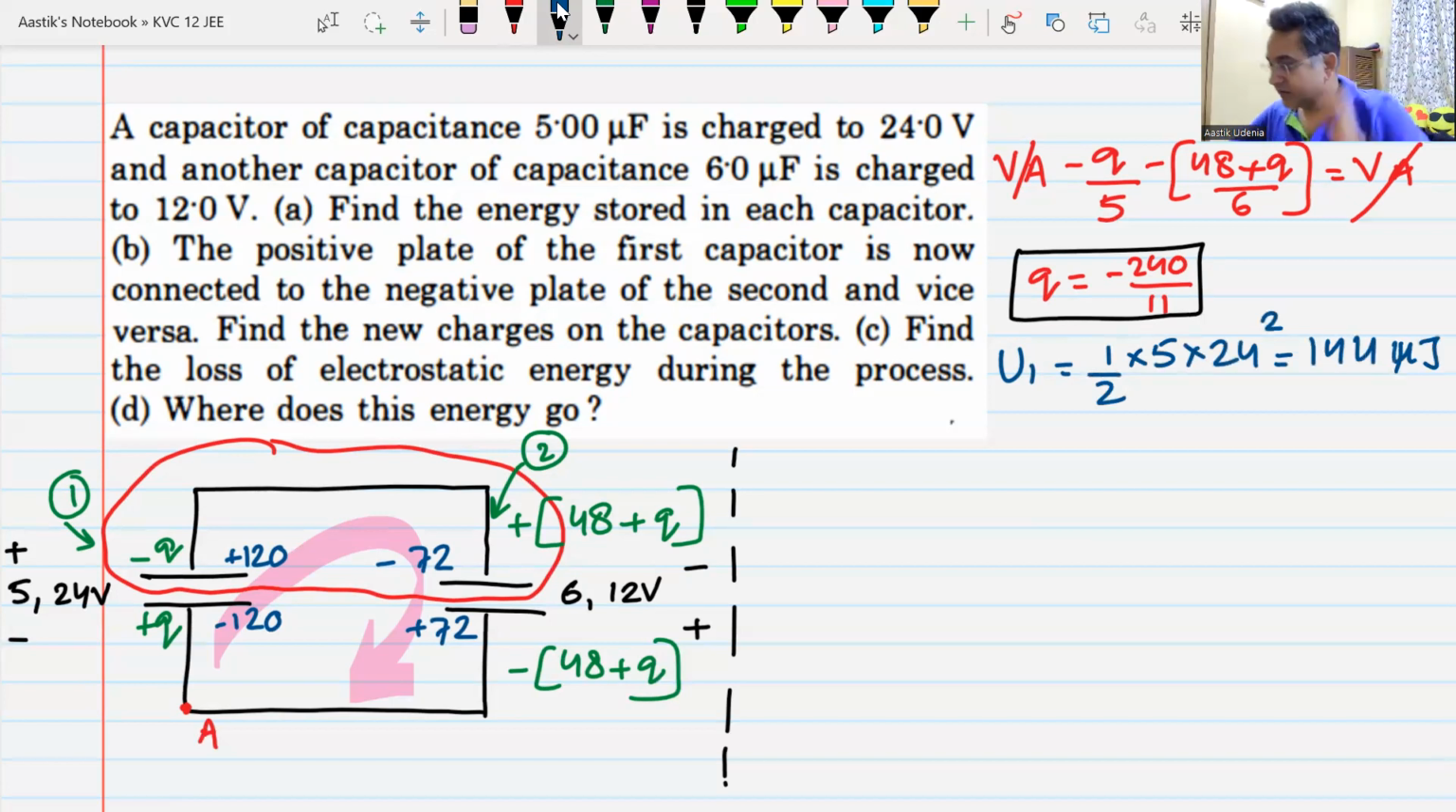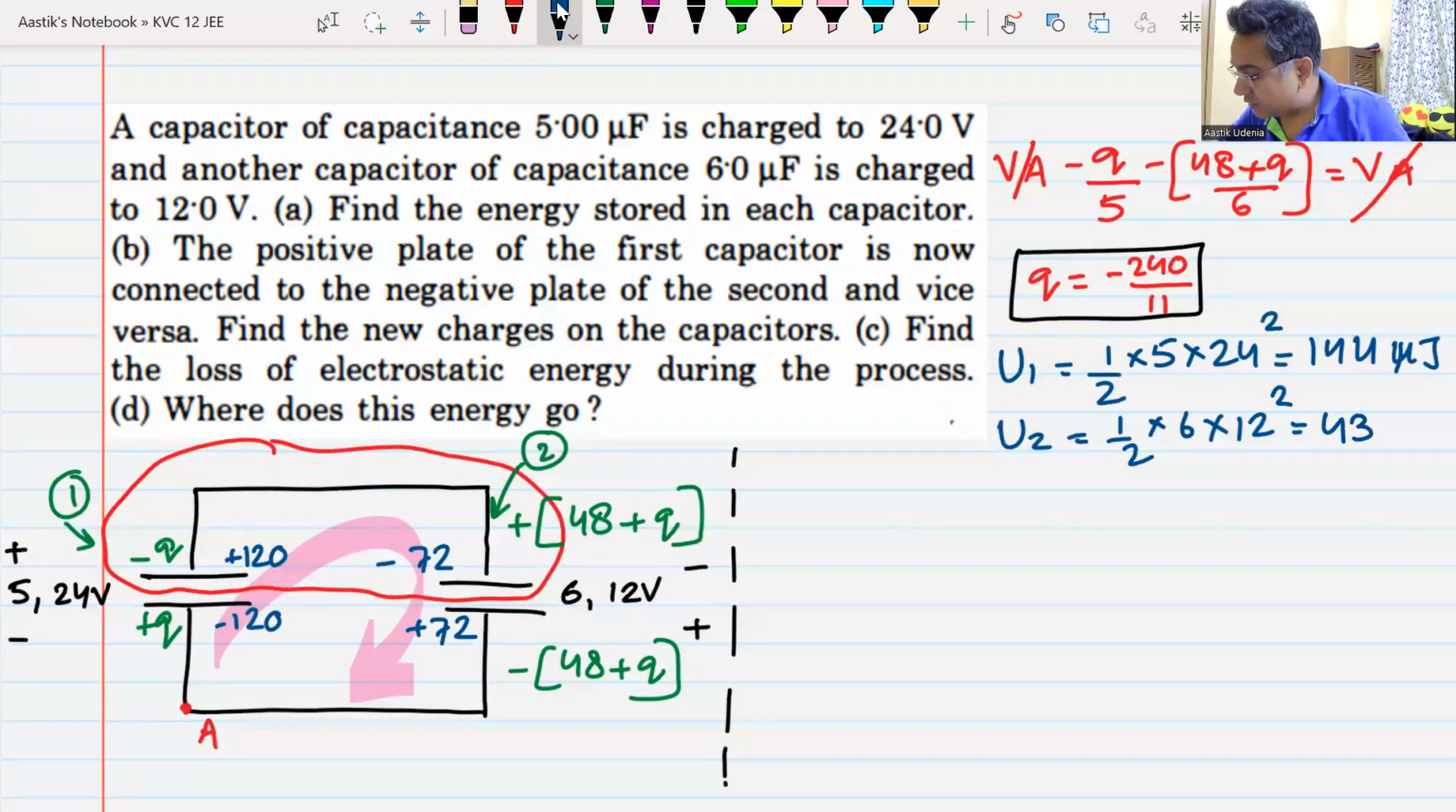Okay, what is the initial energy of the second one? Half into 6 into 12 square. How much is that? 432, sir. 432 microjoules.